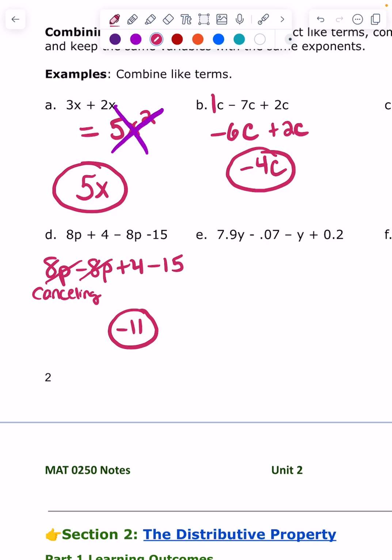That goes back to what we did in Unit 1 when we're adding 4 and negative 15 together. Then you subtract the smaller from the bigger, which is 11, but keep the sign of the bigger.